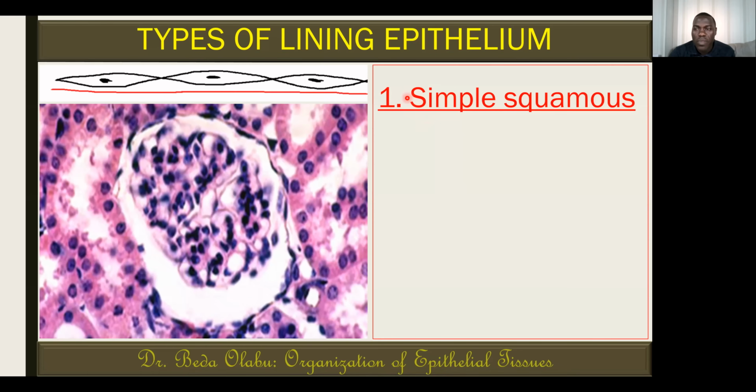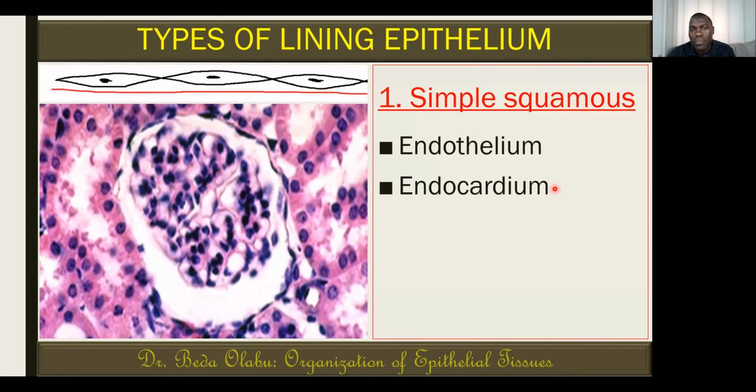Where do we find simple squamous epithelium in the body? So I'll be talking about the distribution now. Simple squamous epithelium is found in the endothelium. The endothelium refers to the inner lining of blood vessels. It is also found in the endocardium. The endocardium is the inner lining of the heart. We find it in the mesothelium. Mesothelium refers to the membrane that lines body cavities.